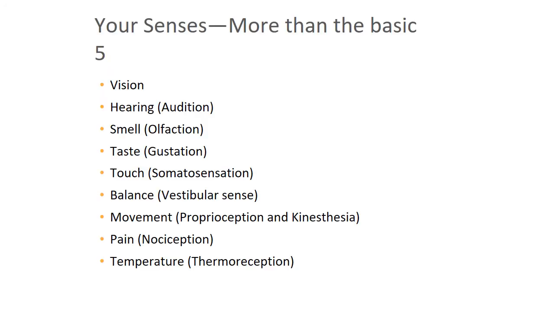In grade school, we learned that we have 5 basic senses. However, in reality, we have a lot more senses than just 5. And here are our main senses. We have vision, hearing, which is also audition, smell, which is also called olfaction, taste, gustation, touch, somatosensation, balance, vestibular sense, movement, proprioception and kinesthesia, pain, nociception, and temperature, thermoreception.